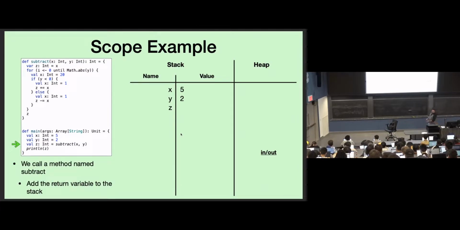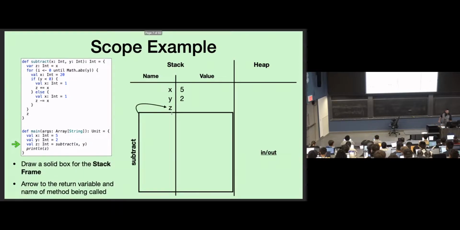We're going to get to a method call. So we're going to have a stack frame added to the stack. And we saw one of these in the last example. So this should be starting to feel a little familiar, but I still want to go through the steps because you've only seen one of them, at least in lecture, aside from lab. So we're going to add the return variable to the stack, the name of the return variable with no value. The value is going to be assigned when the method returns.